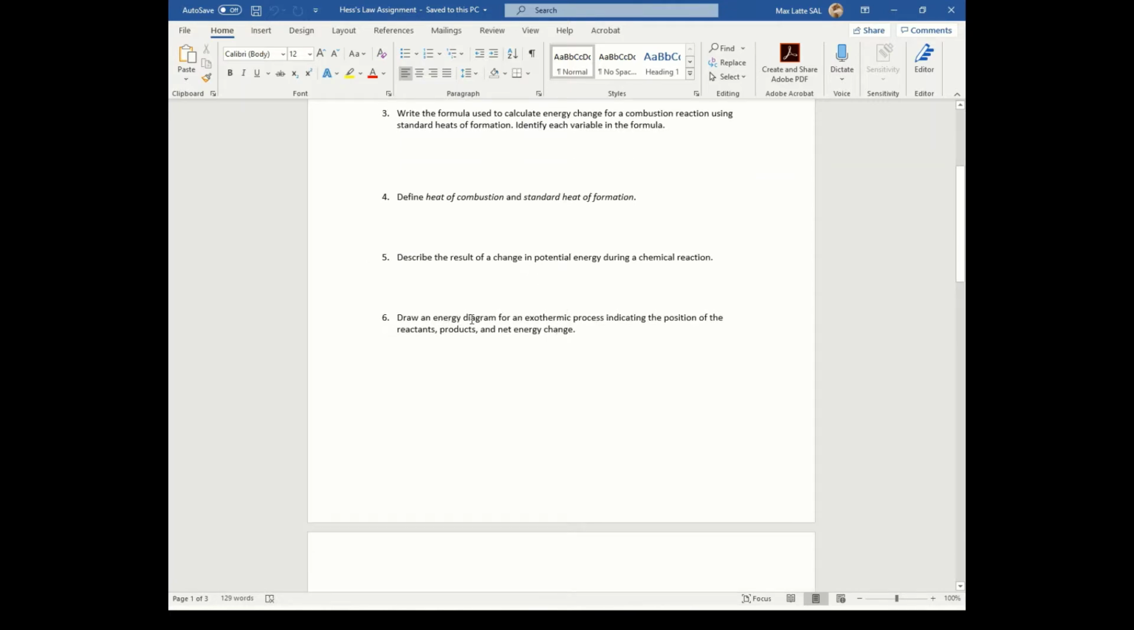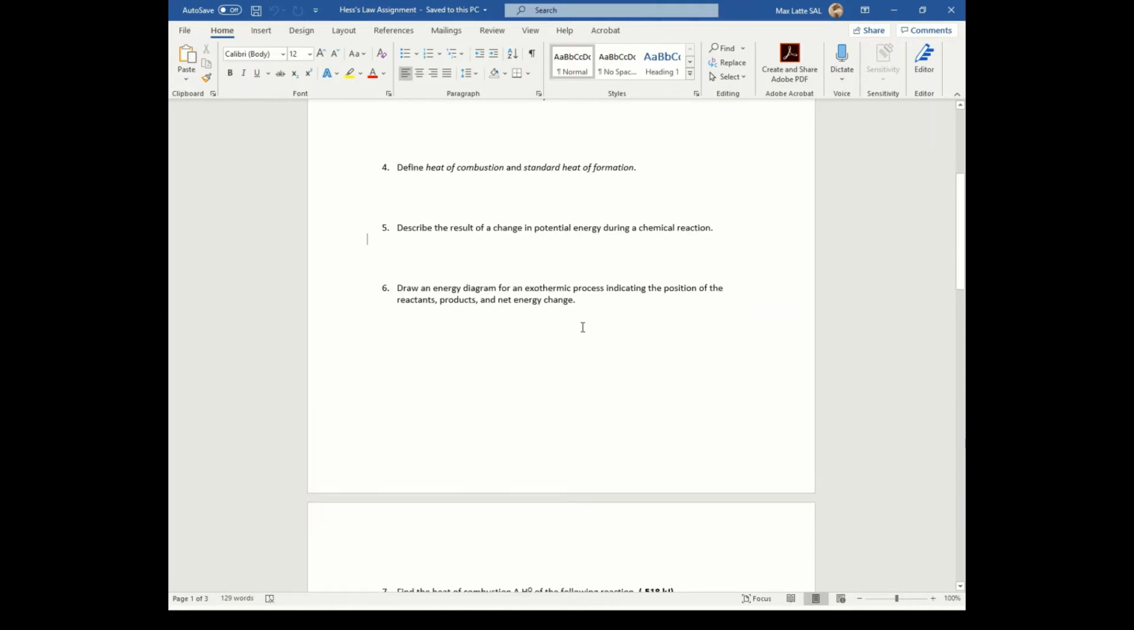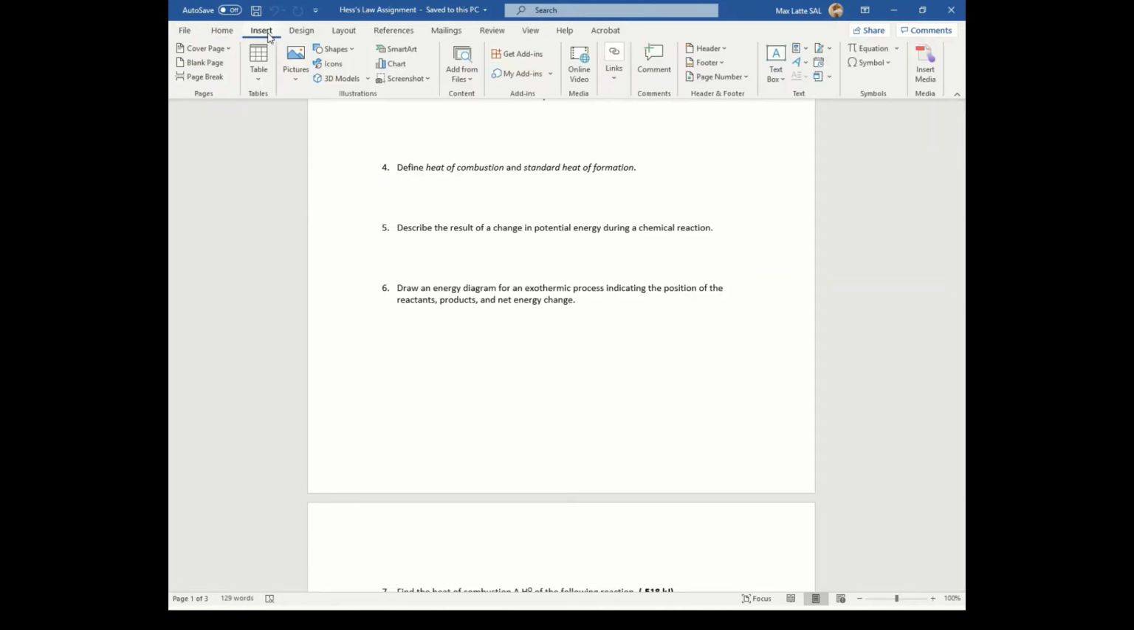And draw an energy diagram for an exothermic process indicating the position of the reactants and the products. How will I do this? Can I insert a drawing? Well, let me just do it on this.